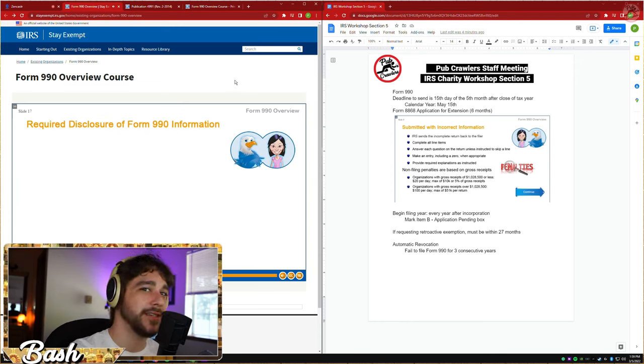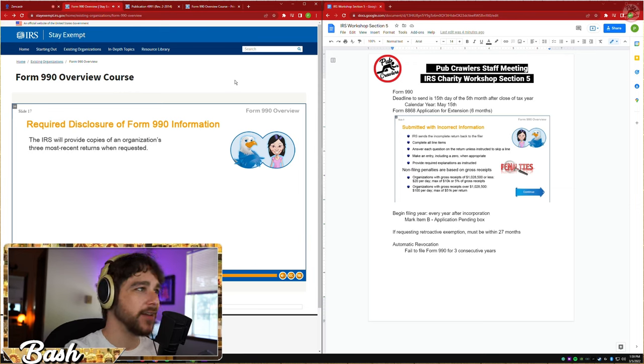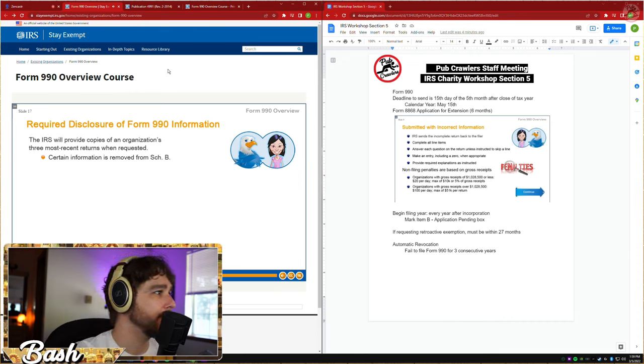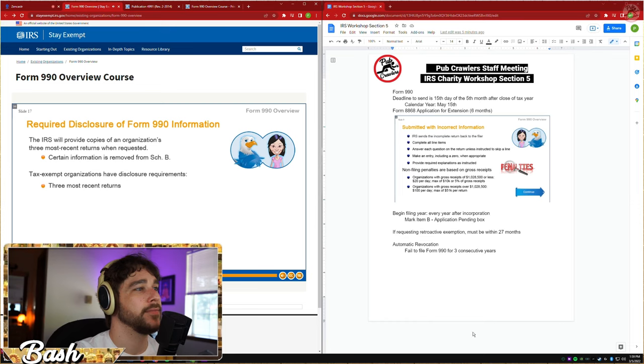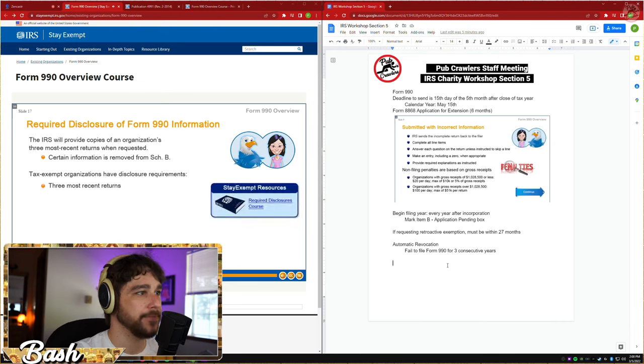It's like we were saying, this was a very black and white situation. The IRS will provide a copy of our annual filing to anyone who asks for it, but they'll remove certain information on Schedule B, Schedule of Contributors, first. That's correct. The same is true for your organization. Yes, we have to do the same. If anyone asks for your three most recent information returns, you have to provide them. We learned this last time under disclosed documents. Here's a link to the required disclosures course if you want a refresher.